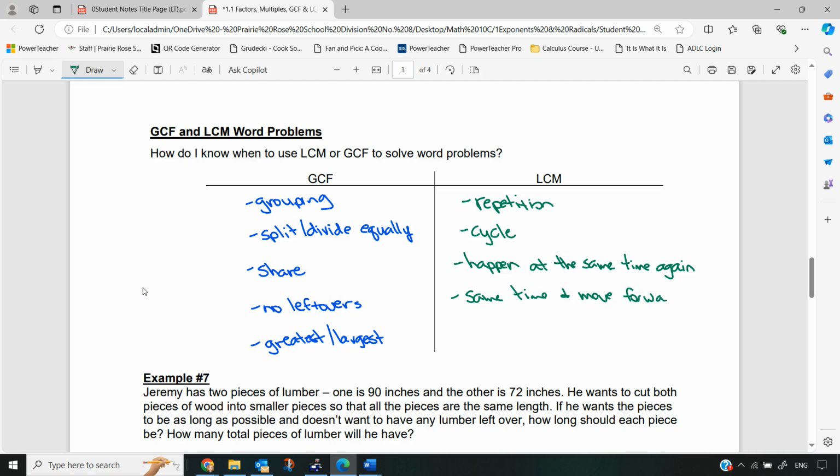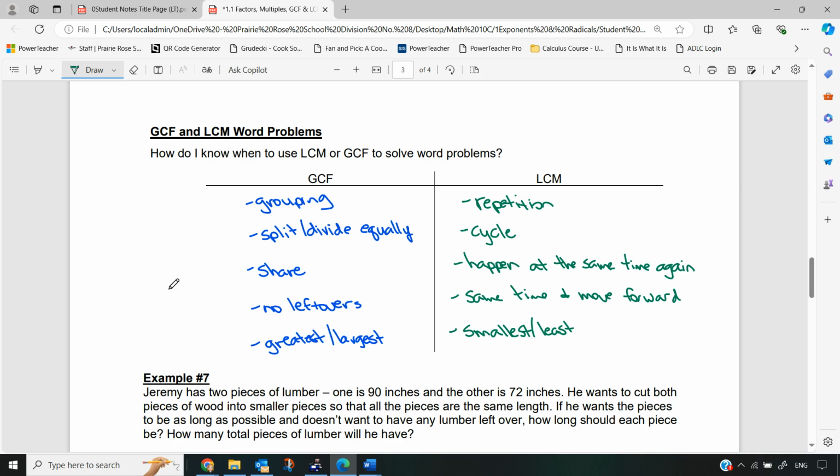So GCF questions, we have a big group or a big number, and we're breaking it down into smaller groups. Here, we have often a repeated cycle. We have something that happens at a certain time, and then they're happening at different times. We want to know when are they happening at the same time again. And just like GCF, you'll also just see that basic keyword of smallest or least. Okay, so those words will often be quite explicit right in there. So let's jump into it.